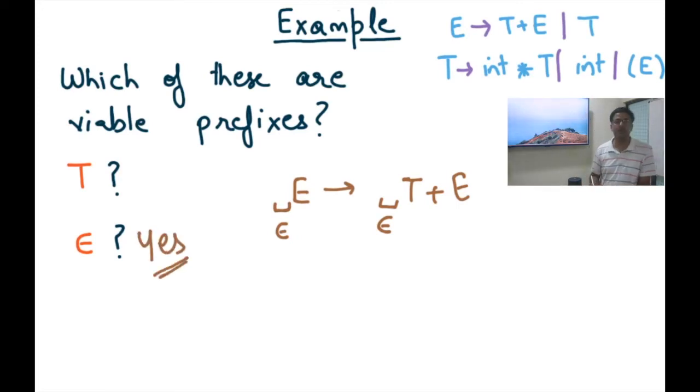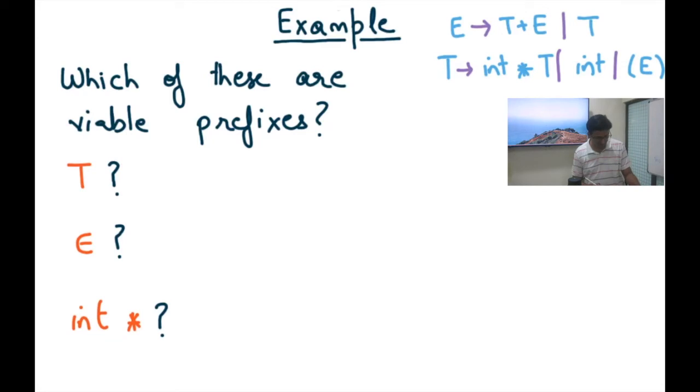In fact, epsilon is the viable prefix of any grammar. All right. Then let's look at another example. Is int star a viable prefix? So does there exist a rightmost derivation of E where int star appears as a prefix? Let's look at that. E produces, let's say, so I want to produce int star.